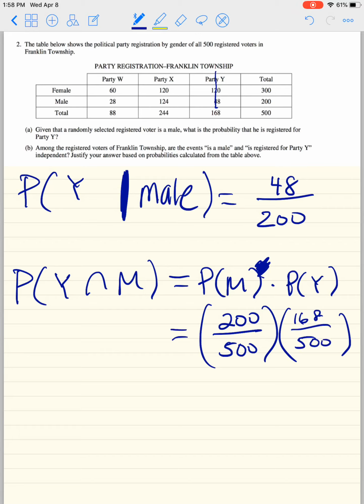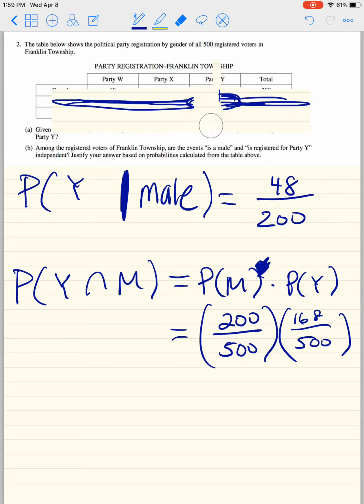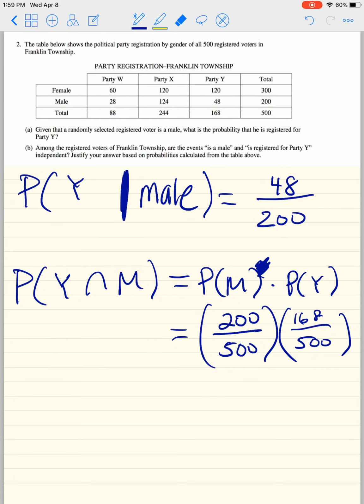Now, does that equal their intersection? Do you guys remember how to find the intersections? You go to party Y, you go to male, and it's going to be this here. Obviously I'm going to have to erase it, but you just have to see where they intersect. They're going to intersect right there, and that's going to be 48 out of 500. So we can't just say there's no way these two are equal or not equal. You're going to have to actually show it.